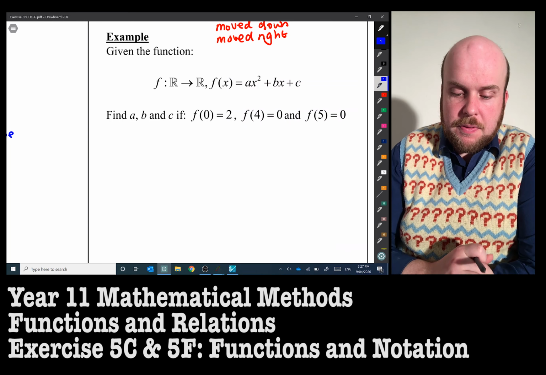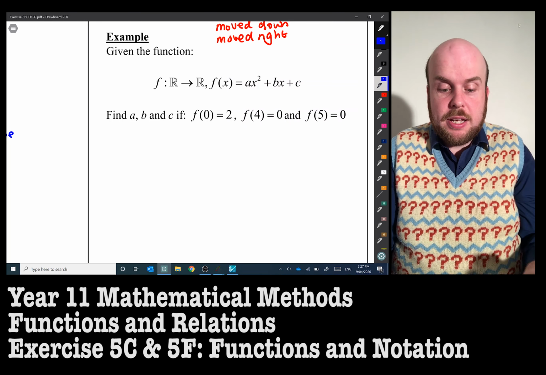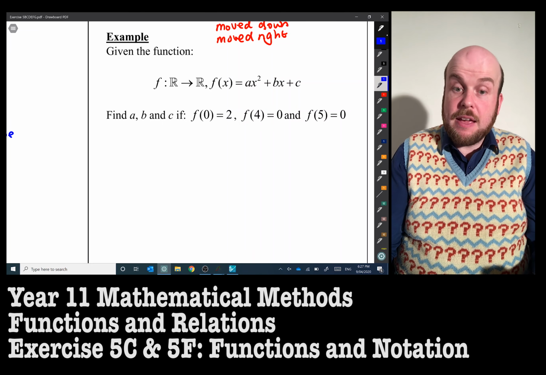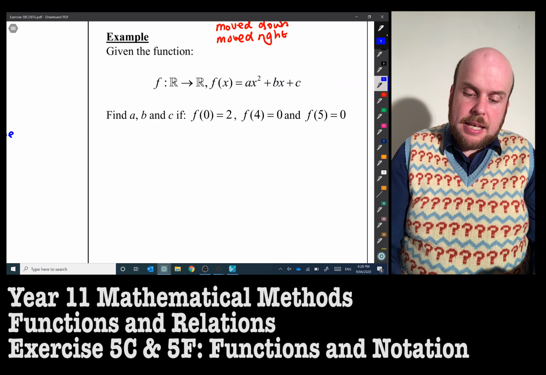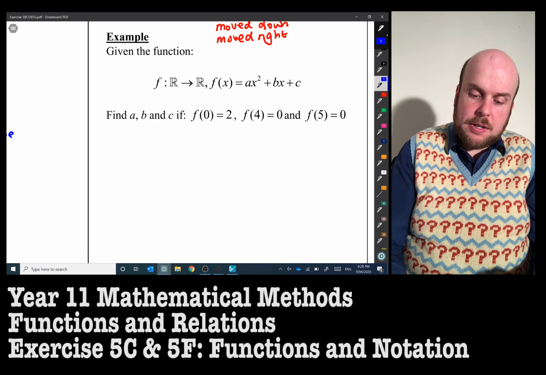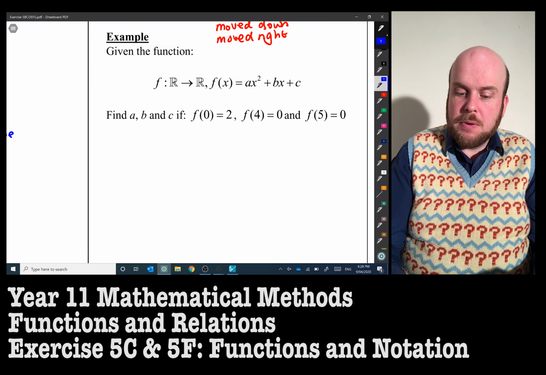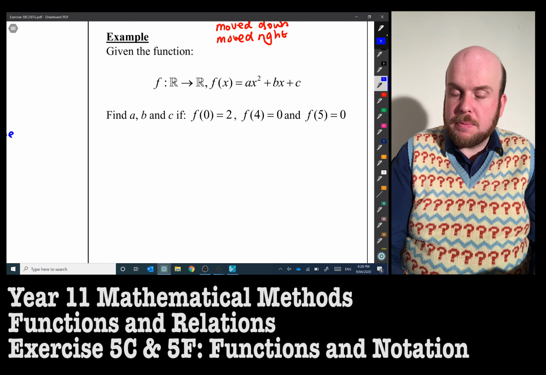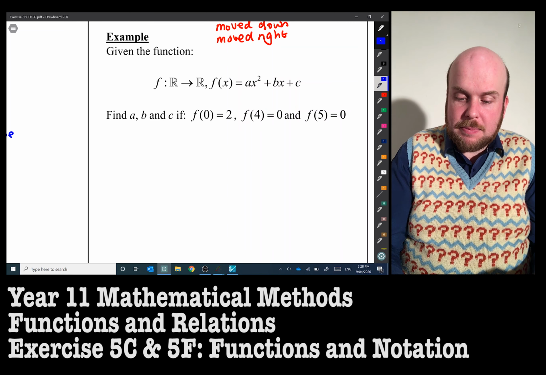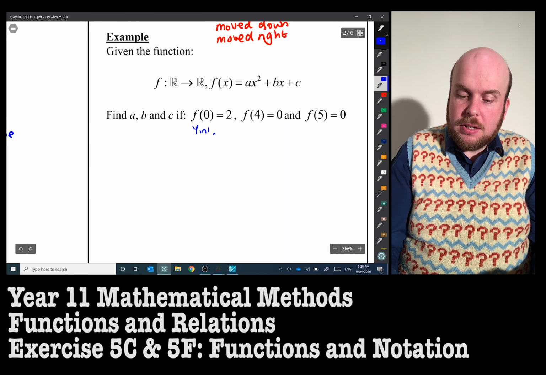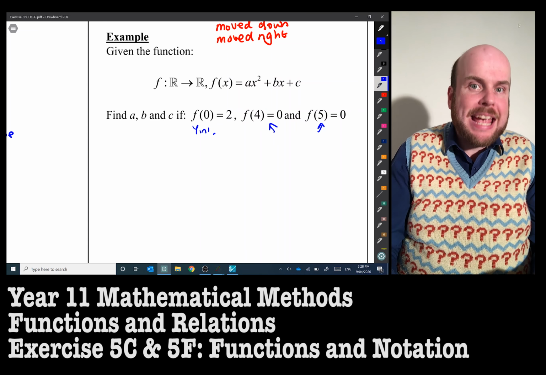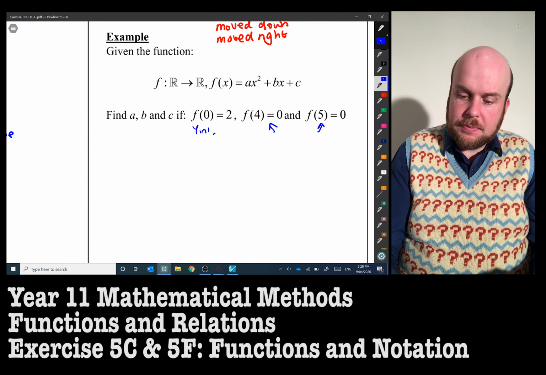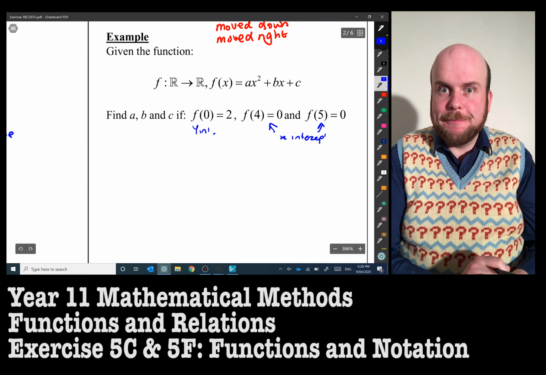Given this function here that's a generic quadratic, find a, b, and c if f of 0 equals 2, f of 4 equals 0, and f of 5 equals 0. Well, we can see here that we've got f of 0. So when x is 0, the y value is going to be equal to 2. So that's a y-intercept there. When x is 4, y equals 0, and when x is 5, y equals 0, means that these are going to be x-intercepts. That's handy for us to know.